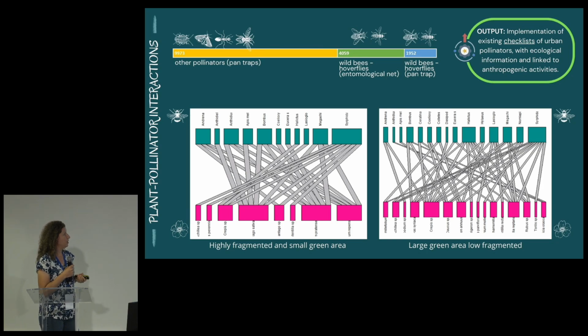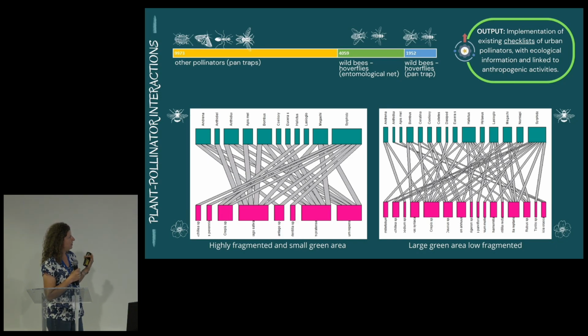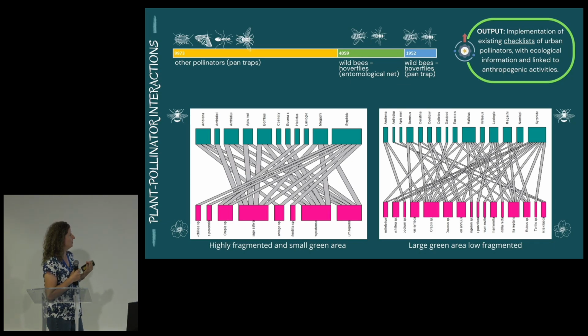Here you can see 2 networks between, obviously, plants and wild bees, in 2 different areas of Milano. On the right side, we have a very complex network. This is a very large area, a natural area, it's a control. You can see that we have high diversity in bee species and also in plants, and it's very complex. In a very small and fragmented area on the left, in the city center of Milano, you can see a very simple network. So it suggests that we have to enhance biodiversity and protect pollinators in our cities.